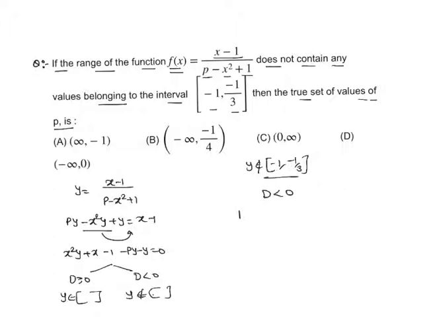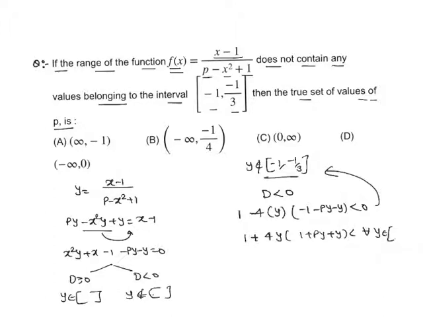So what is D? b² is 1, minus 4, a is y, c is -1 - py - y, less than 0, in the interval y belongs to [-1, -1/3]. So we'll simplify. 1 plus 4y plus 4py plus 4y is less than 0 for all y belongs to the closed interval [-1, -1/3].